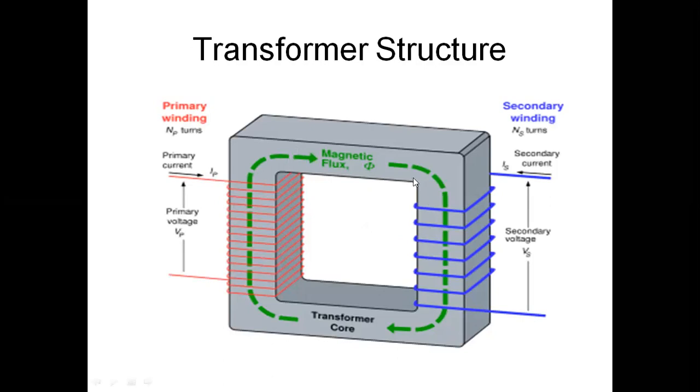And this laminated core structure helps us to reduce the eddy current losses. If we want a step up transformer, primary winding turns will be fewer than secondary winding turns, and vice versa.